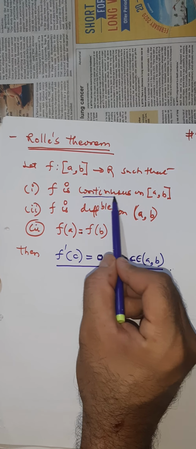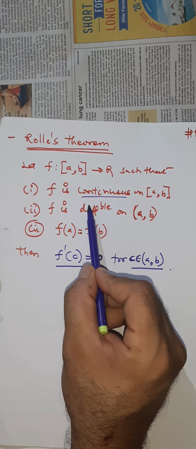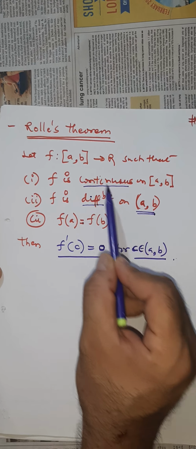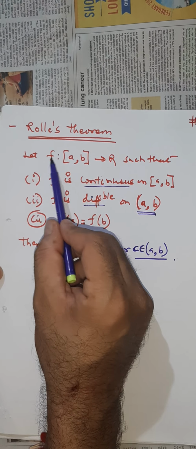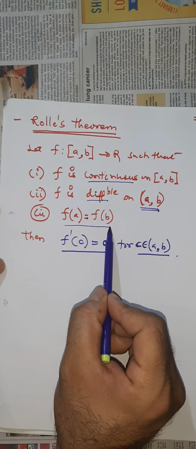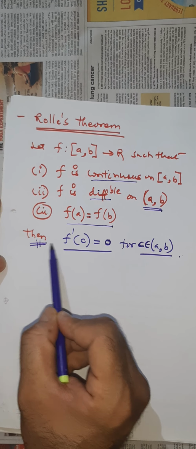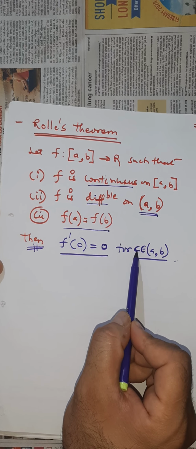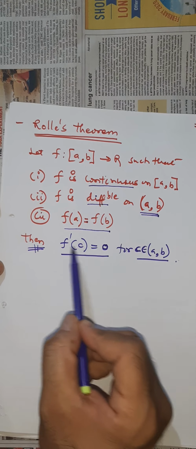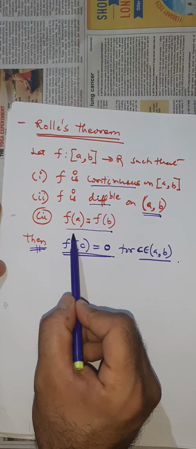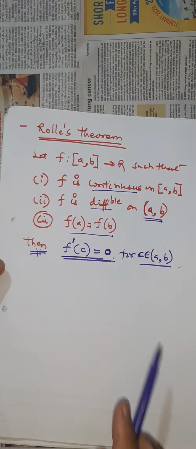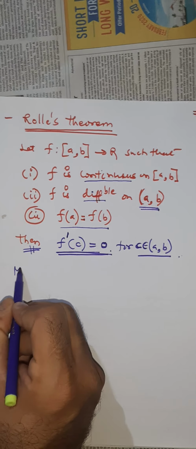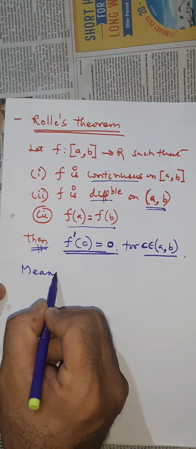The function is continuous on the closed interval a b, differentiable on the open interval a b, and f of a and f of b are both equal. Then you can find at least one c, minimum one c, from the open interval a b such that at that place the derivative becomes 0. Now what's the meaning of this? Let me see the meaning of this theorem.